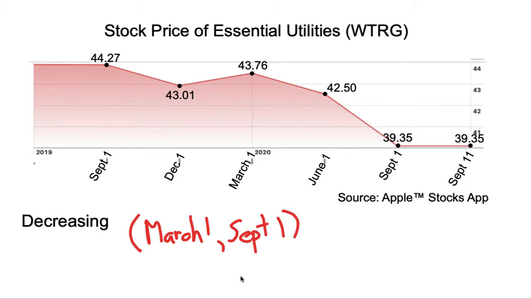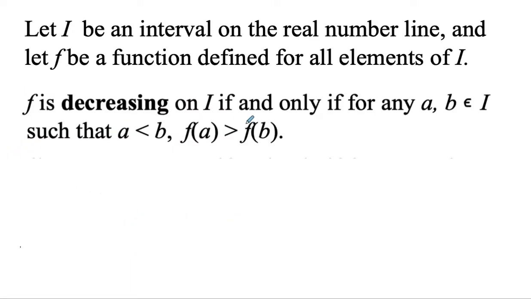Again, we're telling you when it's decreasing. We are not saying it's decreasing from $43.76 to $39.35. Anytime you're asked when a function is increasing or when it is decreasing, you are listing the inputs. If I pick any two dates in this interval, what we see is that for the later date, we have a lower stock price. That is again consistent with the definition. For any two dates in that time interval, the earlier date is higher, the later date is lower. That is the definition of decreasing.